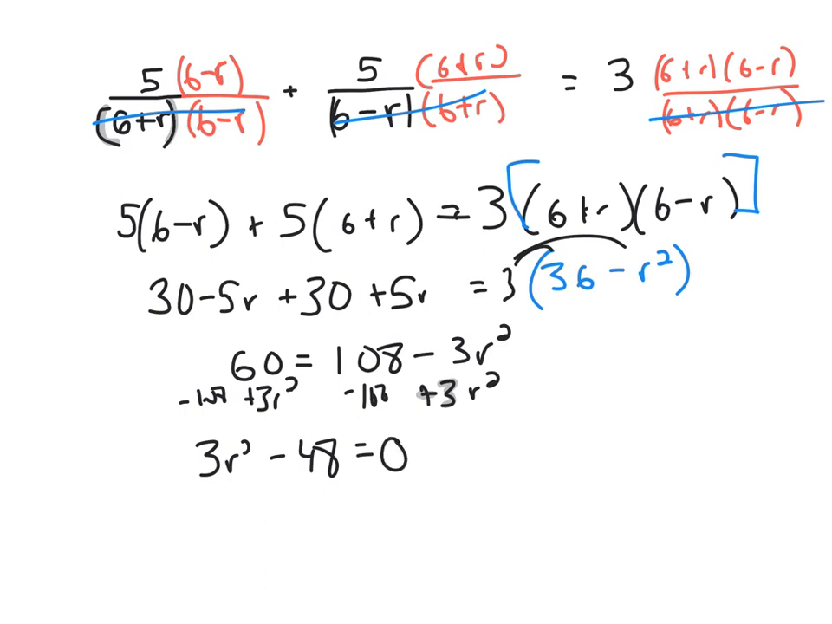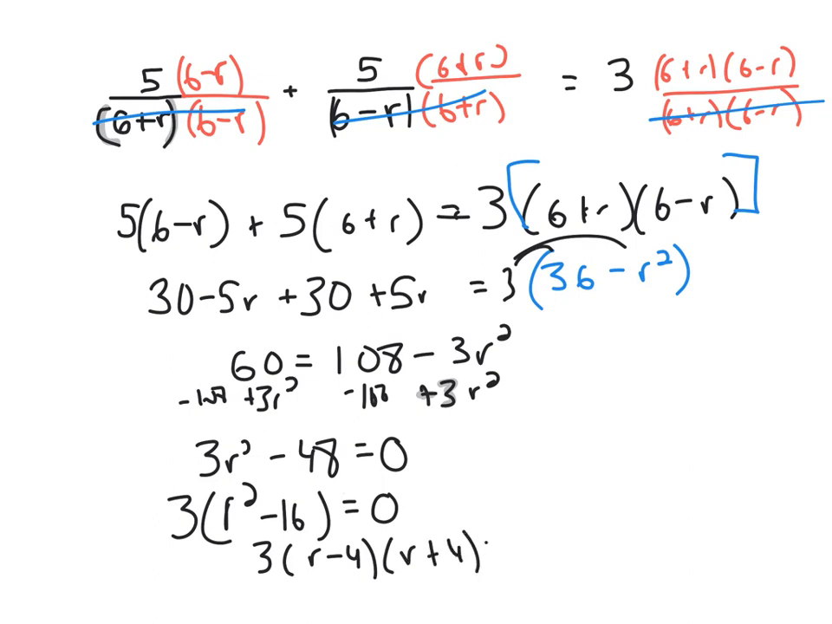And now we want to factor. So it looks like I have a GCF of 3. And if I take out a GCF of 3, getting sort of ahead of myself here, I'd be left with r squared minus 16. I can take that even further to be 3 times r minus 4, r plus 4 equals 0. So I end up getting answers of r equals plus or minus 4.